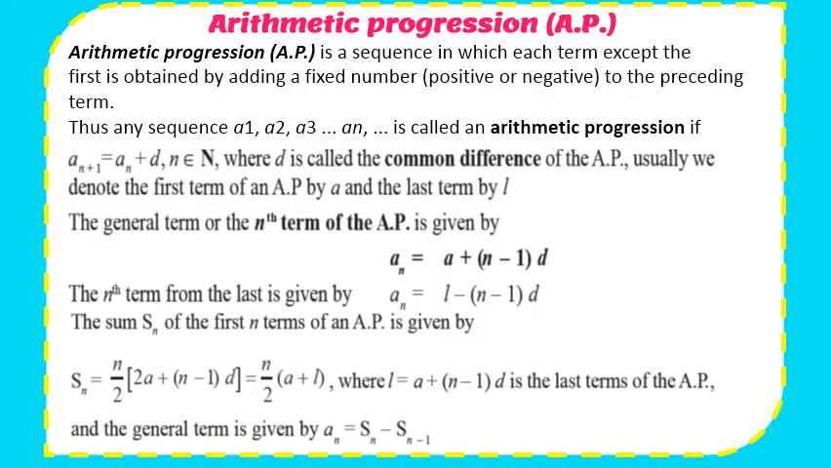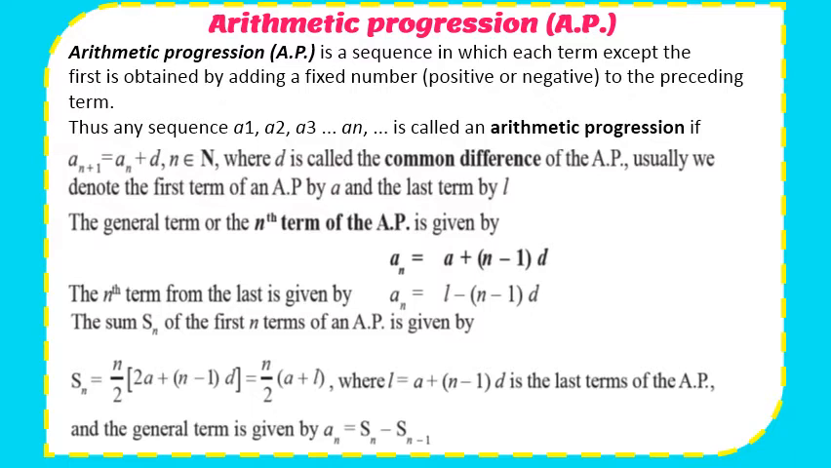Thus the sequence a1, a2, a3 up to an is called an arithmetic progression if a(n+1) is equal to an plus some common number d, where d is called the common difference of the AP. Usually we denote the first term by a and the last term by l. Now the general term, we all know this formula: the nth term of the AP is given by an equals a plus (n minus 1) into d, and the nth term from the last is given by an equals l minus (n minus 1) into d.